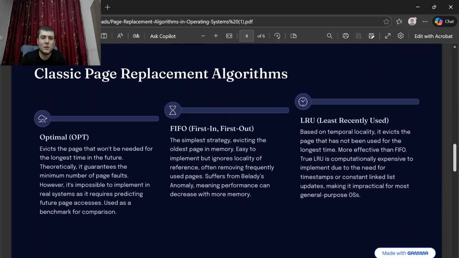Here are the classic page replacement algorithms. Optimal, OPT, evicts the page that won't be needed for the longest time in the future. Theoretically, it guarantees the minimum number of page faults. However, it's impossible to implement in a real system as it requires predicting future page accesses. It is used as a benchmark for comparison.